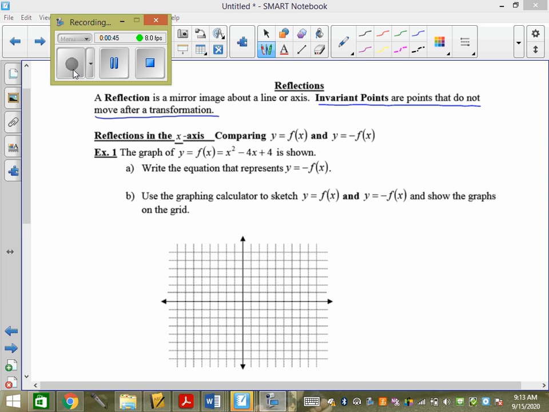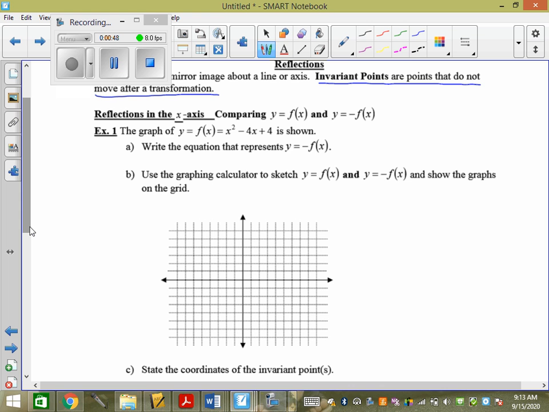Okay? So we're going to deal with reflections in the x-axis first, which you actually did reflections in the y last year. Reflections in the x, you can have y equals f of x becomes y equals negative f of x, or negative y equals f of x. So if you move that negative with the y, it actually reflects in the x. Well, why is that? Let's think about mapping.